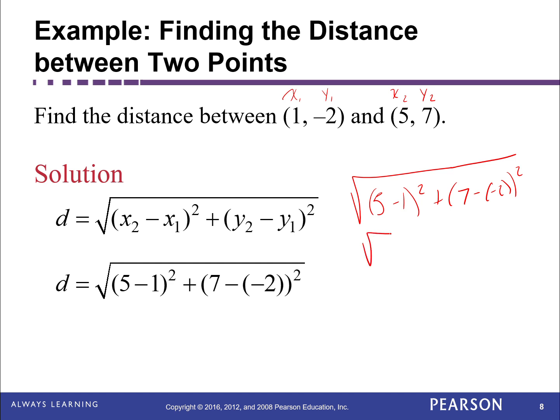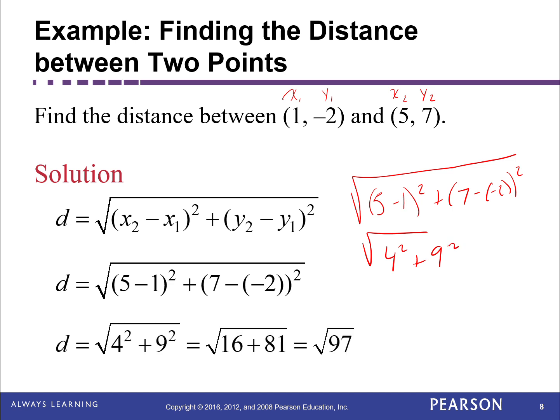5 minus 1 is 4, so we're looking at 4 squared. 7 minus a -2, same thing as 7 plus 2, that's 9 squared. Okay. 4 squared is 16. 9 squared is 81. 16 plus 81 is 97. And then we would take the square root of that, of course.